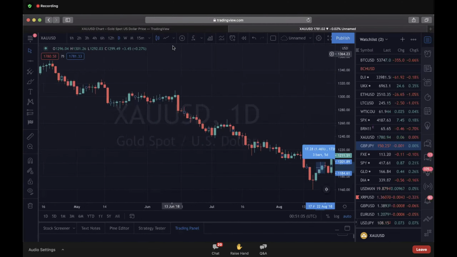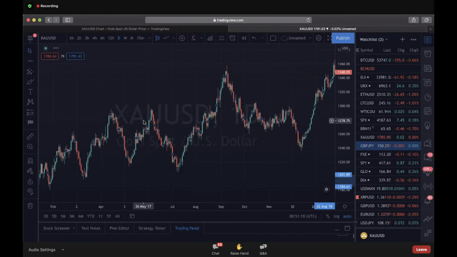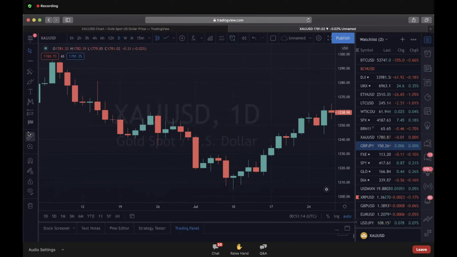Trading is supposed to be simple. Everyone who marks everything up makes everything all complicated. It's not supposed to be like that. It's supposed to be very simple. Look at this. Very simple.